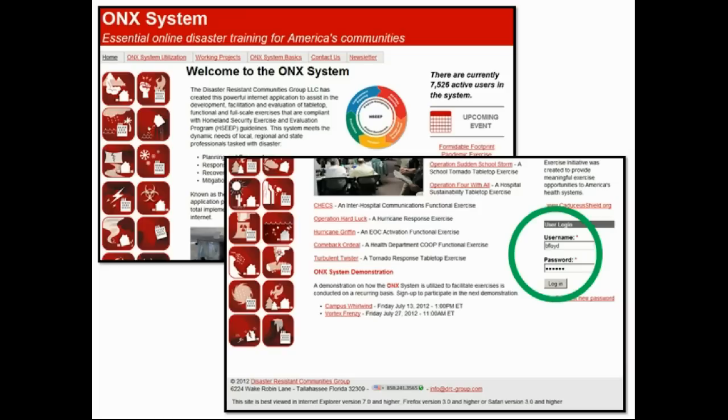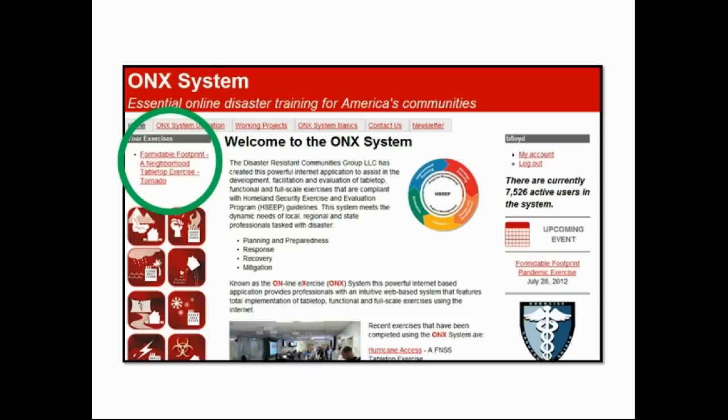Once you've accessed the Onyx system, in the lower right hand corner is the login. One person on your team will need to log in using their username and password, and once they have logged in, they will go into the exercise system, and up in the upper left hand corner under the big red banner, there'll be another small banner that says your exercises, and it will indicate the exercise for which you have registered. In this particular case, it's the Formidable Footprint Tornado exercise.